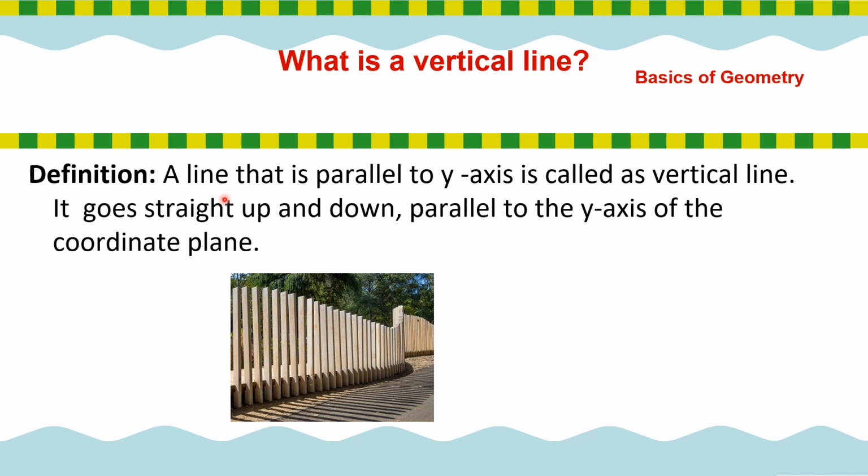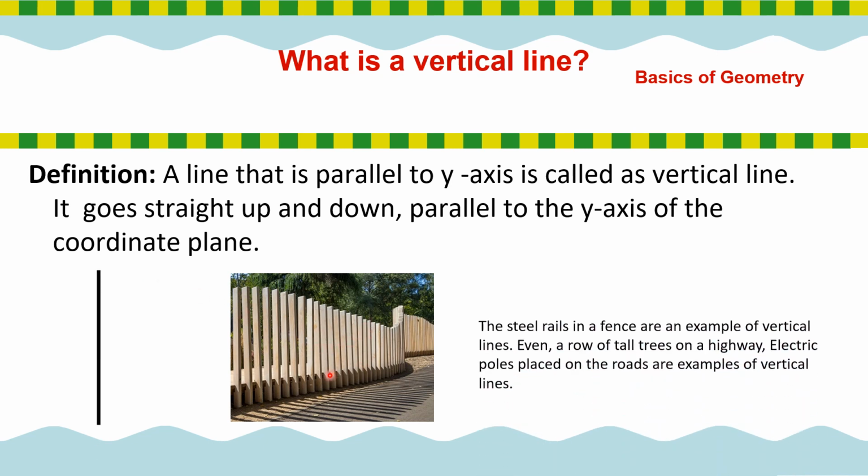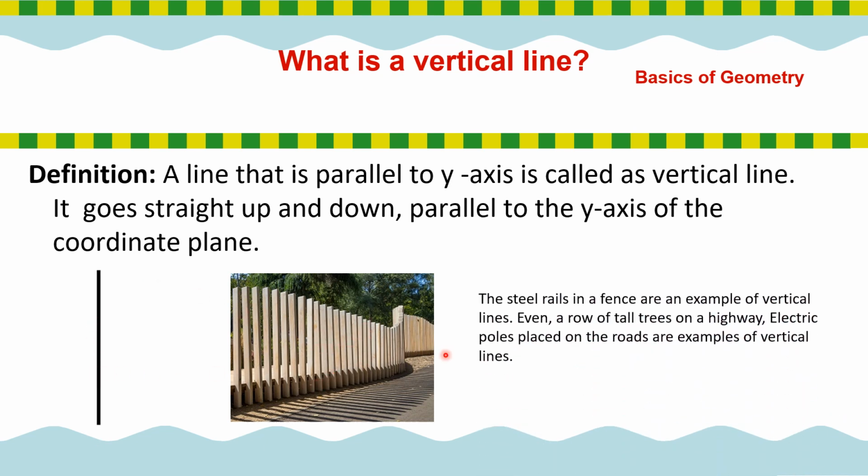Now, what is a vertical line? By definition, a line that is parallel to the y-axis is called a vertical line. It goes straight up and down, parallel to the y-axis of the coordinate plane. Okay, so this is an example. So we have the vertical line. The steel rails in the fence are an example of vertical lines. Even a row of tall trees on a highway, electric poles placed on the roads are examples of vertical lines.